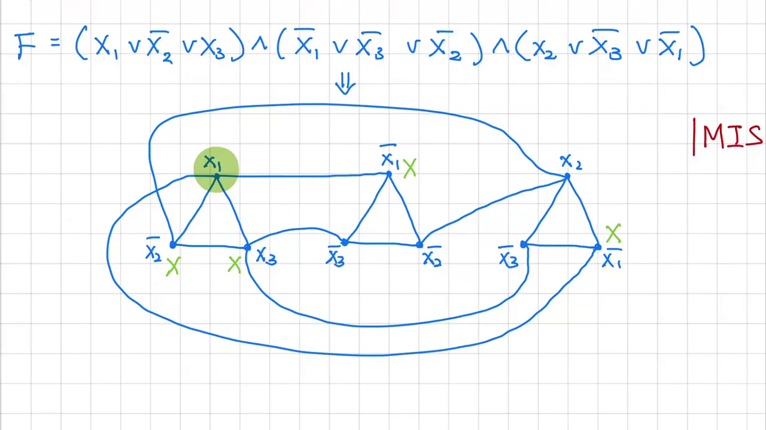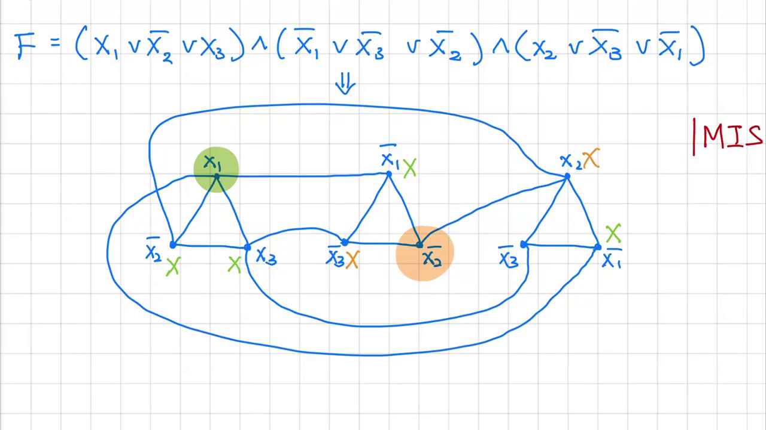So let me change your color. So you want to select not X2. Now after you select this one, which one can you not select? X3. Everything in the same triangle, and the negation of it, so X2.